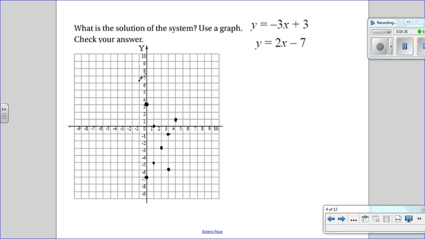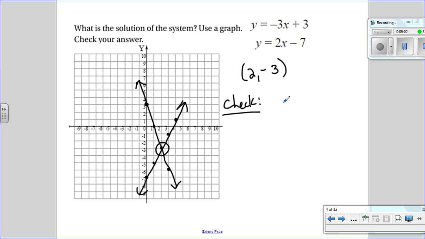So if I graph these two, we find that our solution is right there at 2, -3. So our solution is 2, -3. And we're going to check this.